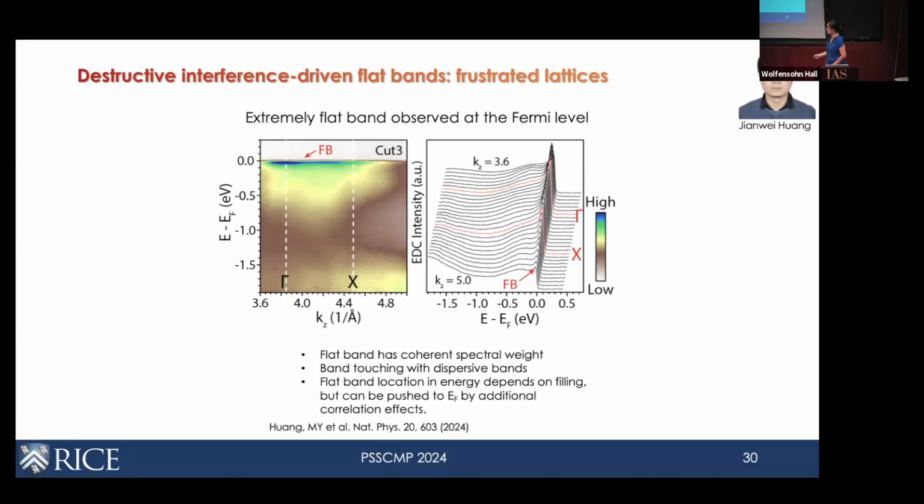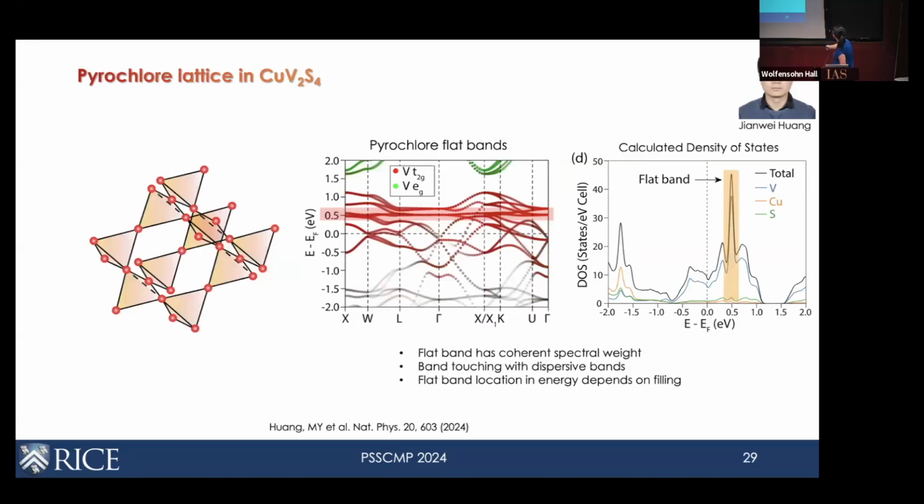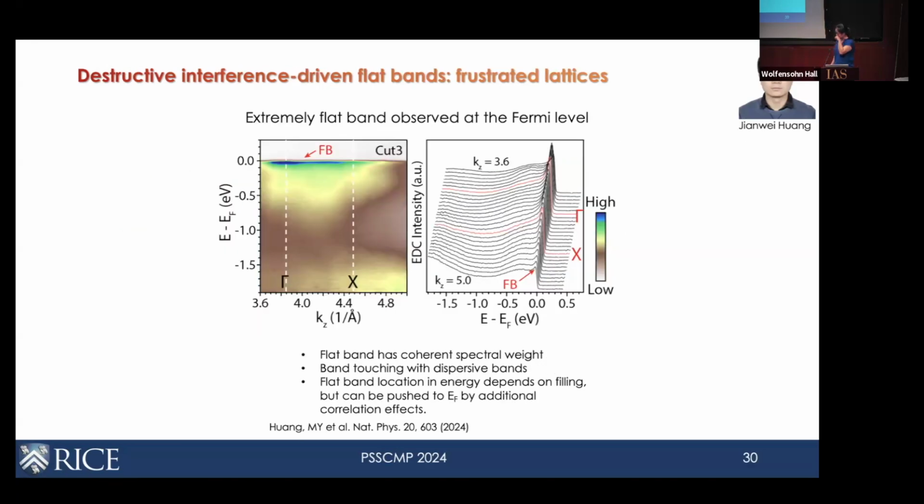However, if you come back to DFT, if I went slow enough, you will notice that this flat band, or this high density of states associated with the pyrochlore flat band, is actually half an eV above the Fermi level according to DFT. But why do we see this actually at the Fermi level?